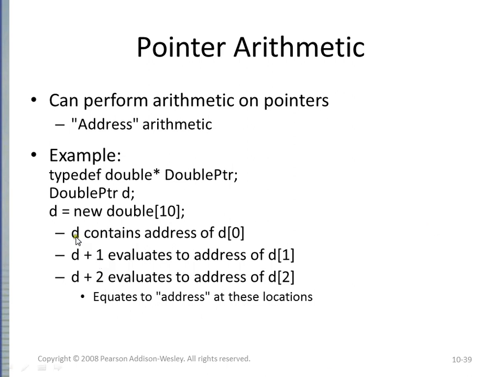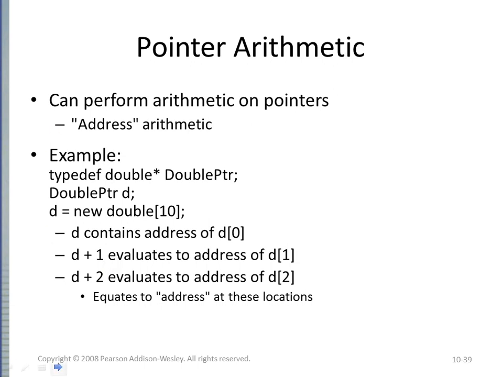So if D holds the address of the first element, then D plus 1 holds the address of the second element, regardless of how many bytes they are apart. And D plus 2 holds the address of the third element, and so forth. If this was an array of characters, the size of a character is a byte, right? So when you say D plus 1, you're actually moving to the second byte. If this is an array of integers, when you say D plus 1, you're moving 4 bytes ahead, because the size of the integer is 4 bytes.